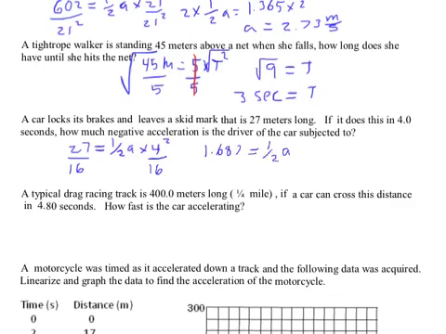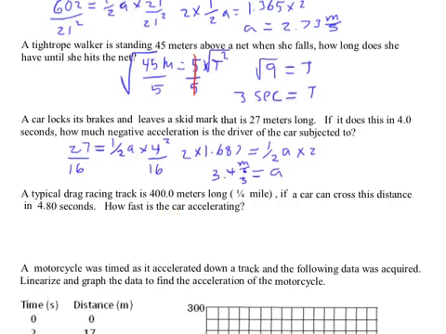It's easy to forget it's half of a, but now what I want to know is what is all of a. So what's the opposite of taking half of a? Well, it's multiplying it by 2. So I have to multiply this by 2 to find out what all of a is. In this case, a equals 3.375, which is about 3.4 meters per second.